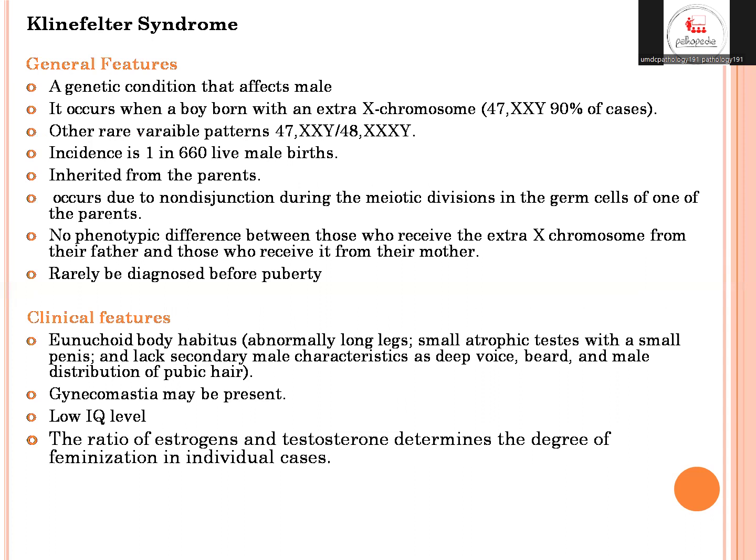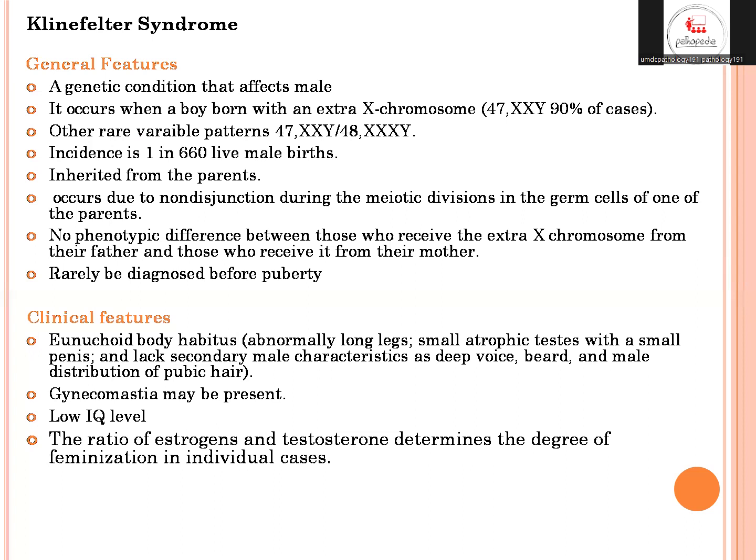The first is Klinefelter syndrome, and it usually affects the male. It occurs when a boy is born with an extra X chromosome, and genetically it appears as 47 XXY in 90% of cases. Other rare variant patterns are 48 XXXY. It occurs in one in 660 live male births, and is not inherited from the parents. It occurs due to non-disjunction during the meiotic divisions in the germ cells of one of the parents.